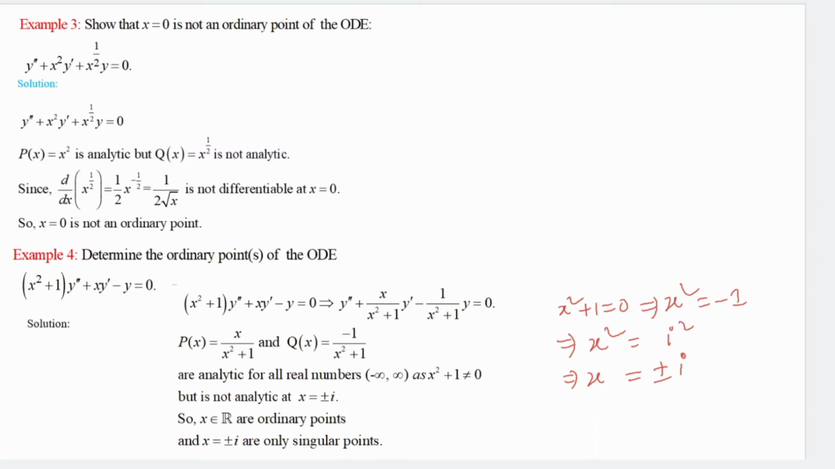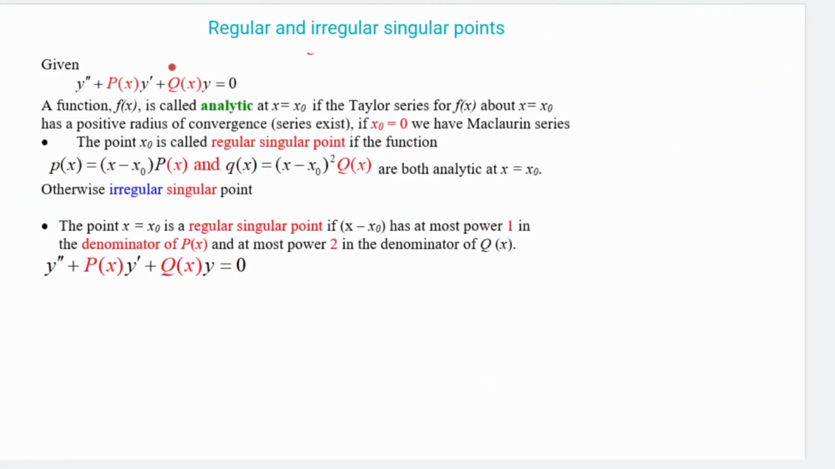So let us consider another example. But before that, we should know that the singular points can be classified as regular and irregular singular points. So when will the singular points be regular, and when will they be irregular?